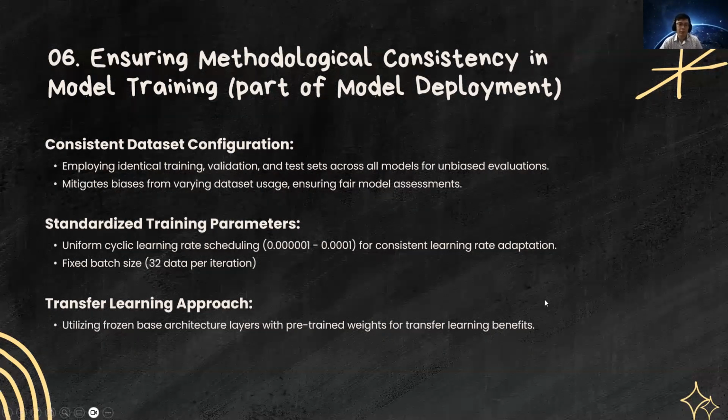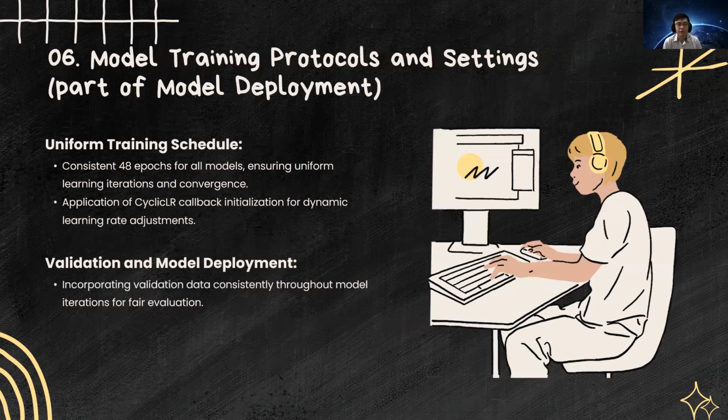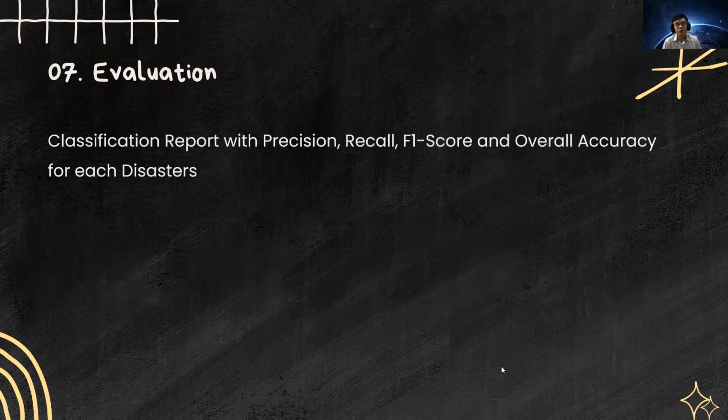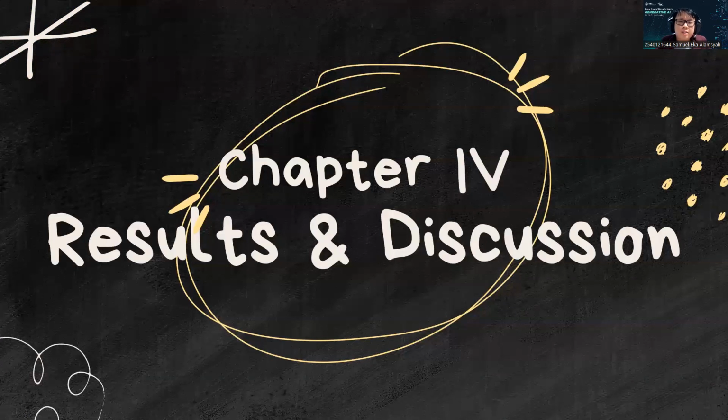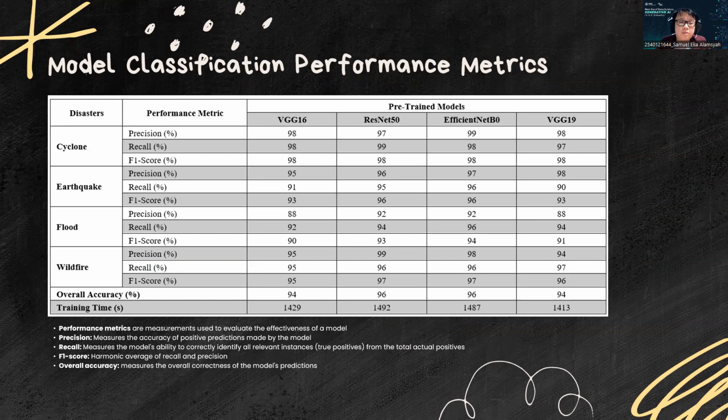For consistent dataset configuration, we employ identical training, validation, and test sets across all models for unbiased evaluation. For standardized training parameters, we use the same learning rate and a fixed batch size, which is 32 for each model. For transfer learning, we utilize frozen base architecture layers with pre-trained weights for transfer learning benefits. And a uniform training schedule of 48 epochs for all models, ensuring uniform learning iteration and convergence. We also apply the cyclic LR callback for dynamic learning rate adjustments, and we use validation data consistently throughout model iteration for fair evaluation. For evaluation, we use a classification report to show the precision, recall, F1 score, and overall accuracy for each disaster.